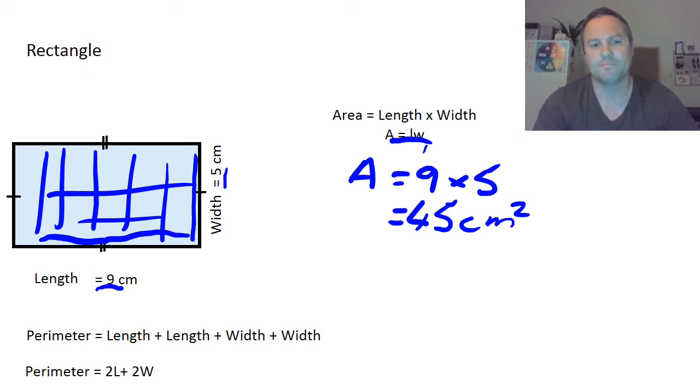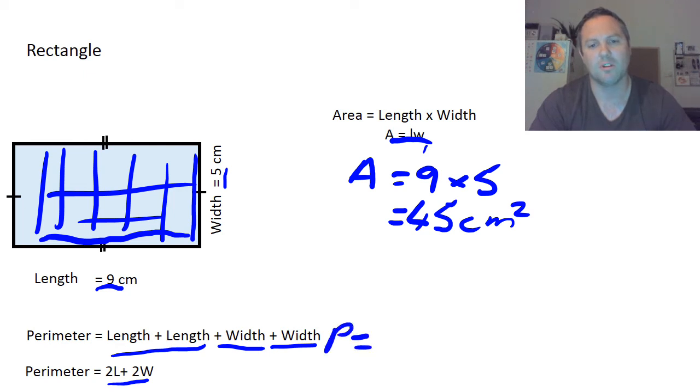Okay, now if you're going to look at the perimeter of this shape, very similar. We just have to look at the 5 and the 9, so we've got a length and a width. But in this case, we've got two widths on either side, two lengths on the other side. So what we need to do is length plus length plus width plus width. The easier way to do that is 2L plus 2W. That ends up looking like this.